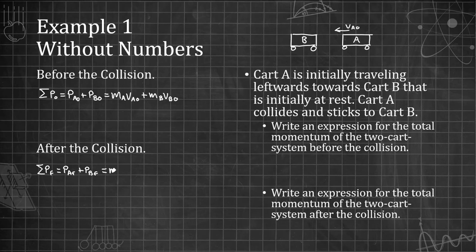Something to note here is that both carts might have momentum after the collision, but in our initial total momentum, cart B does not have any velocity, so we could actually drop that term if we wanted to on the initial total momentum.